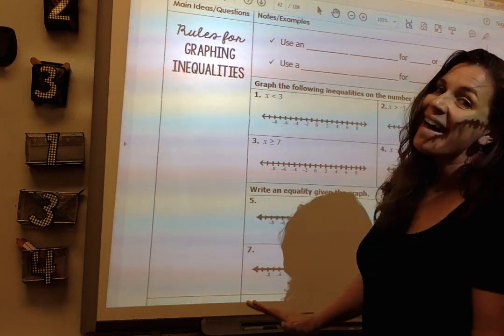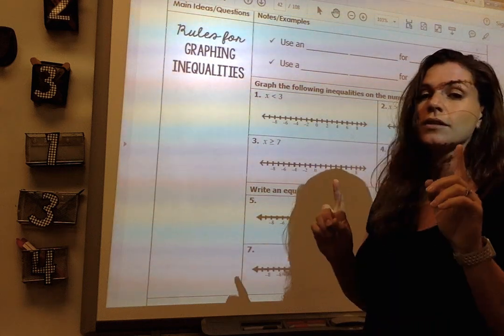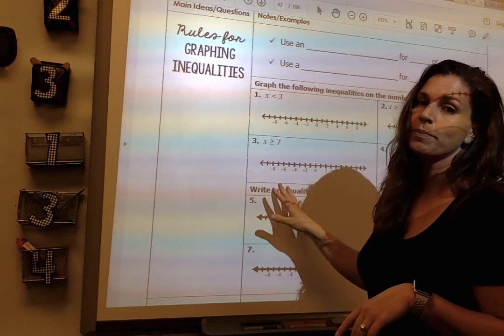Hey guys, I'm back. Now we're going to talk about rules for graphing inequalities. So I believe this is on page 11 in your journals. Turn to graphing inequalities and your notes should be there.